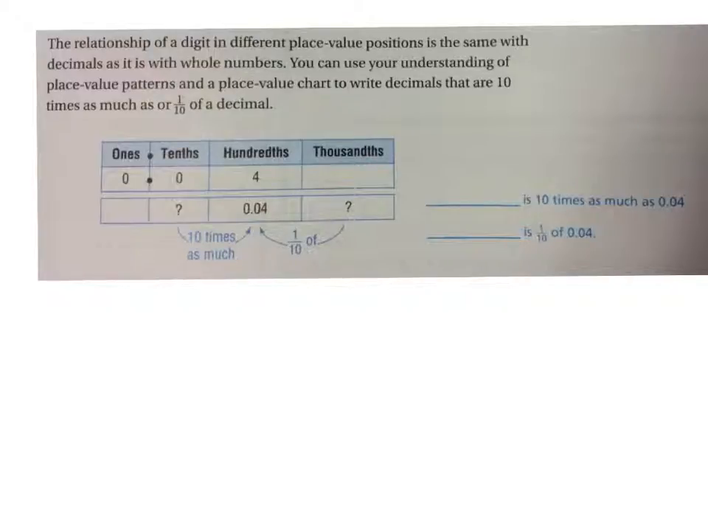The relationship of a digit in different place value positions is the same with decimals as it is with whole numbers. That's good news because you're already pros at the whole numbers, so you'll be pros with the decimals too, okay? You can use your understanding of place value patterns and a place value chart to help you write decimals that are 10 times as much or 1/10 of a decimal, okay?